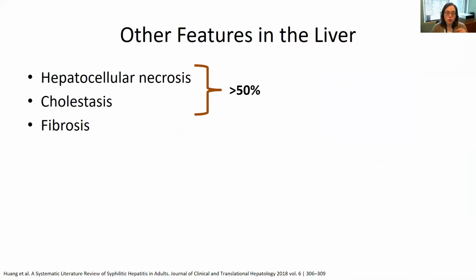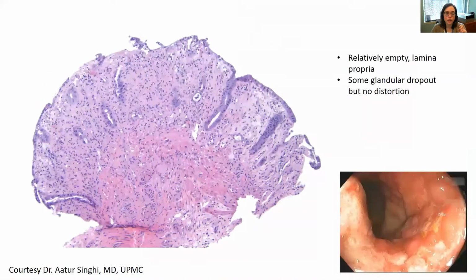In the liver, you can also see in over half of the patients hepatocellular necrosis. You can see cholestasis, and in some patients, fibrosis has been reported. Now, in terms of gonorrhea, again, I've only seen that one case shared with us by Dr. Singhi, who's our colleague at UPMC.